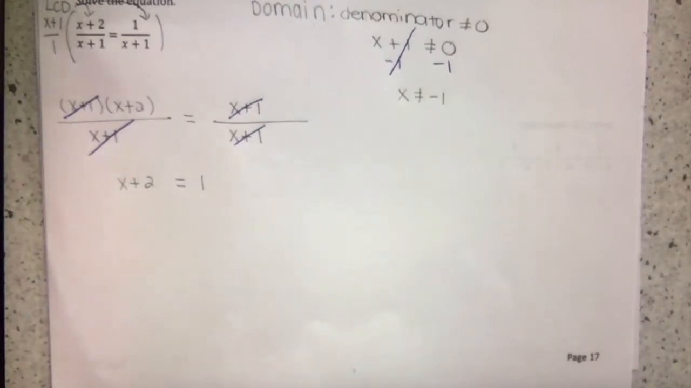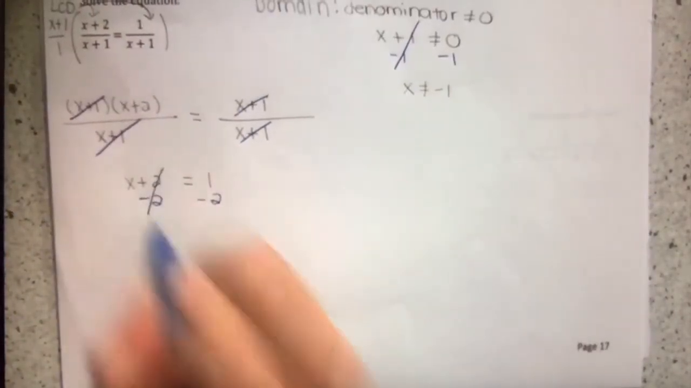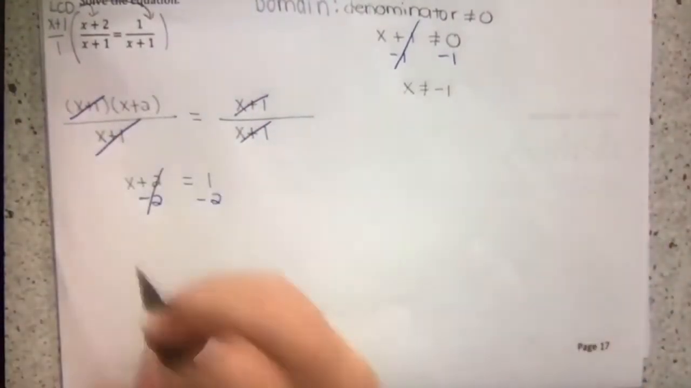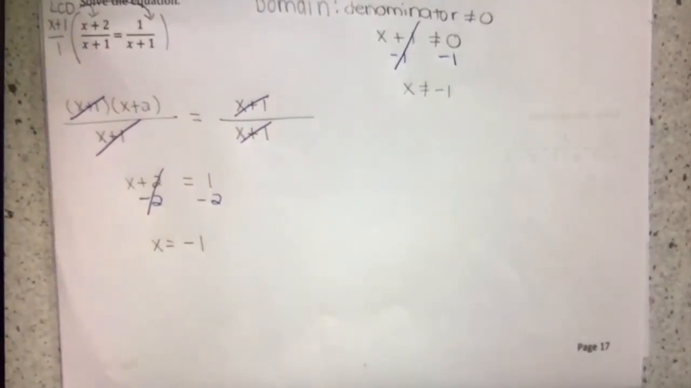Solving for x, getting x by itself, we can subtract 2 from both sides and get x equals -1. Wait a minute, what's wrong? Our x cannot equal -1, so what happens? You can't do it. So there's no solution.